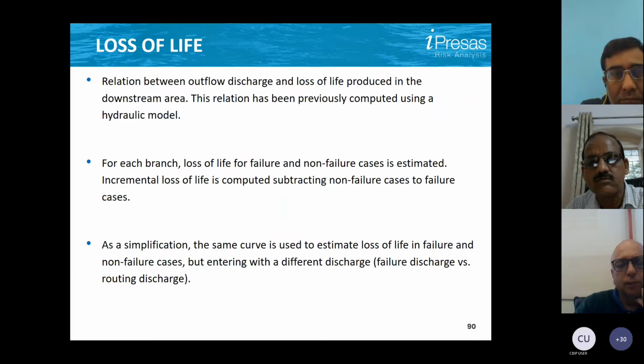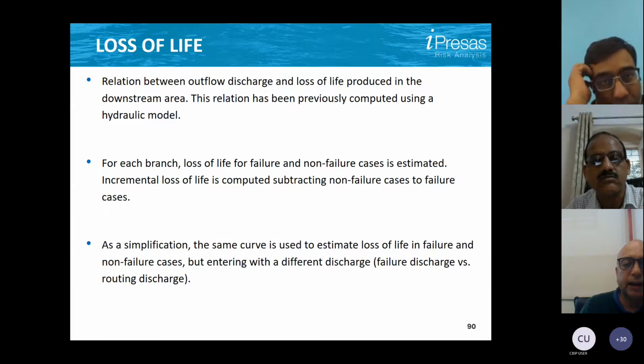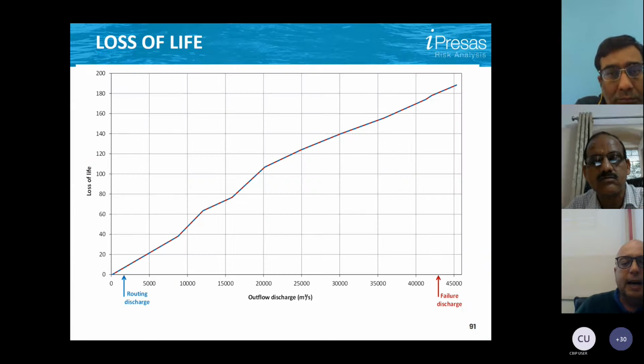And the same thing with loss of life. Somebody has done all the simulations, has applied mortality rates, has studied the warning times, and this is how it looks, loss of life as compared to discharge. So somebody has done all these nice computations for us.